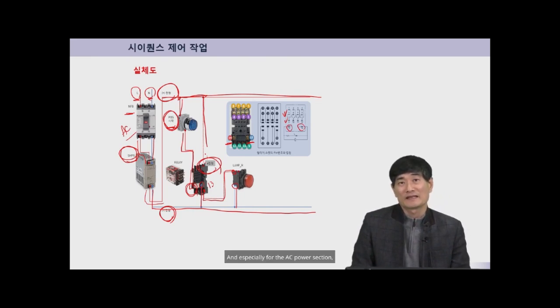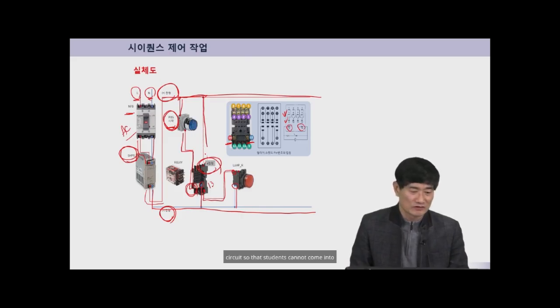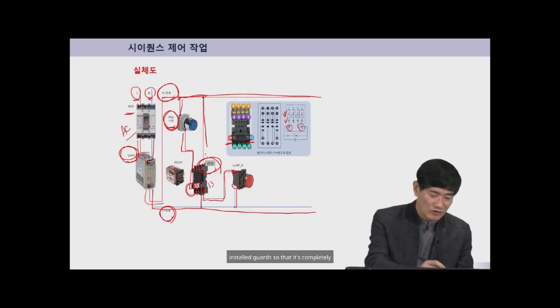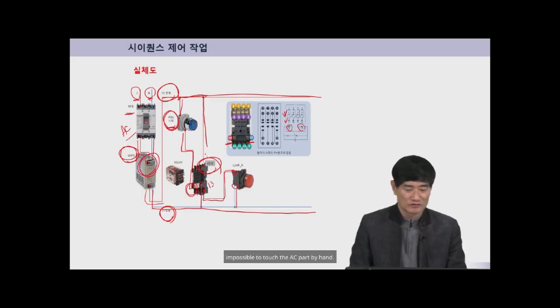And especially for the AC power section, since the voltage is high, you need to handle it with extra caution. In our school's lab, we've designed the circuit so that students cannot come into contact with the AC power section at all to prevent any risk of electric shock. Therefore, in the SMPS section, we've installed guards so that it's completely impossible to touch the AC part by hand.